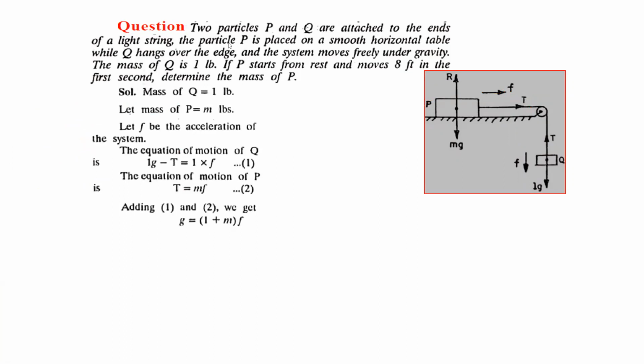So because the mass of Q is given to be 1 lb weight, let us suppose mass of P is m lbs weight. Let f be the acceleration of the system. So the equation of motion of Q, firstly we will consider the motion of Q. Q is moving downwards, so downward direction should be taken as positive direction. So 1 lb, इसनु अगर absolute unit के विच convert करना है, so weight will be 1 g. So 1 g, and T is in the upward direction, it would be negative, minus T, and equation of motion, mass into acceleration, mass is 1 into acceleration f.